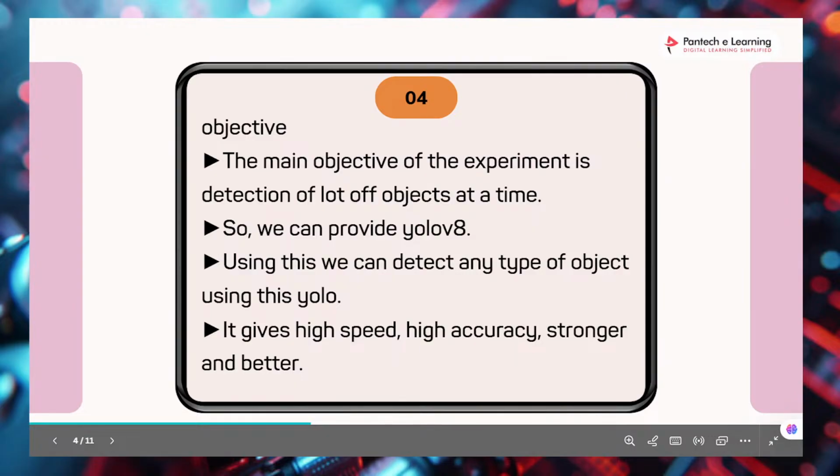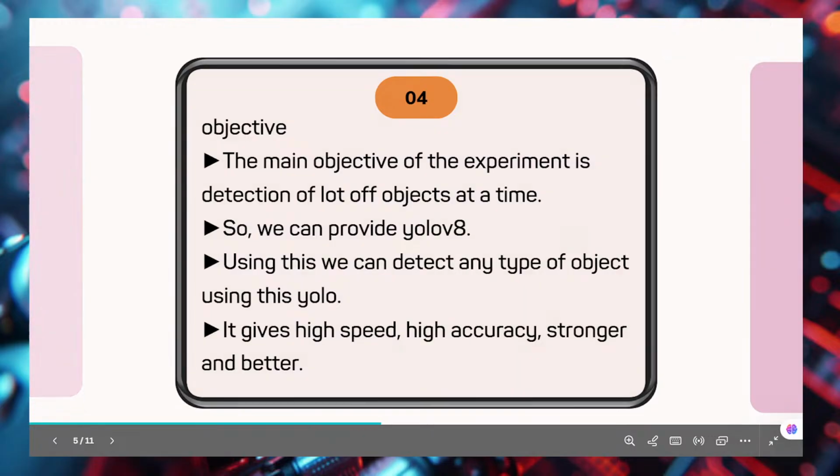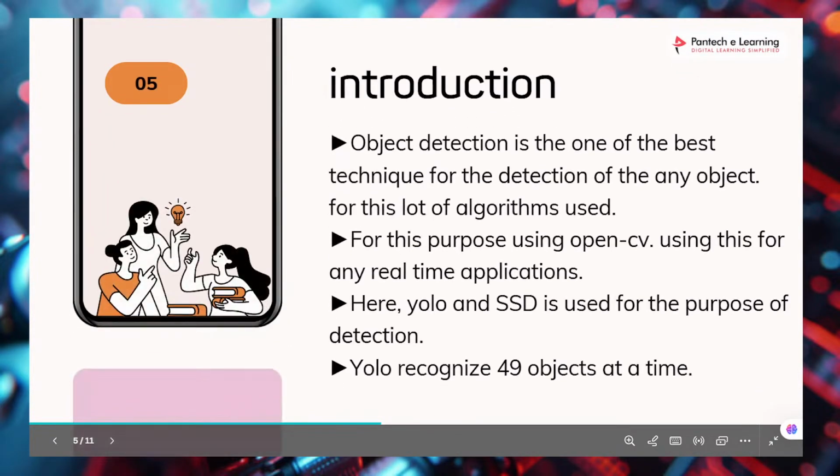Using this we can detect any type of object using YOLO, and it gives high speed, high accuracy, and strong, better output. That's why we are using this particular YOLO object detection version.